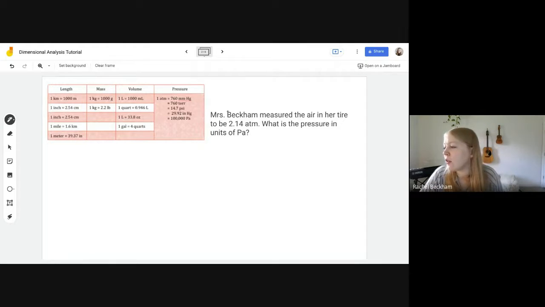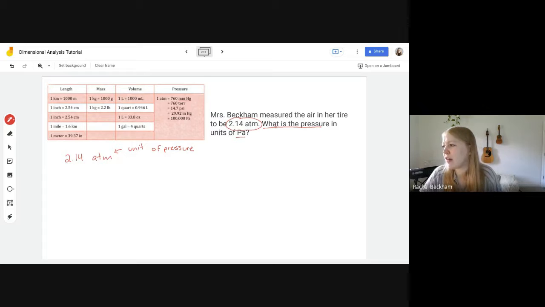So let's look at this question here. It says, Miss Beckham measured the air in her tire to be 2.14 atm. That's an atmosphere. I'm going to circle that. That seems important. What is the pressure in units of Pa? So 2.14 atm, the atm is already a unit of pressure, if you're not aware, because I didn't know units of pressure whenever I was a teenager until I took chemistry. So that's a unit of pressure.